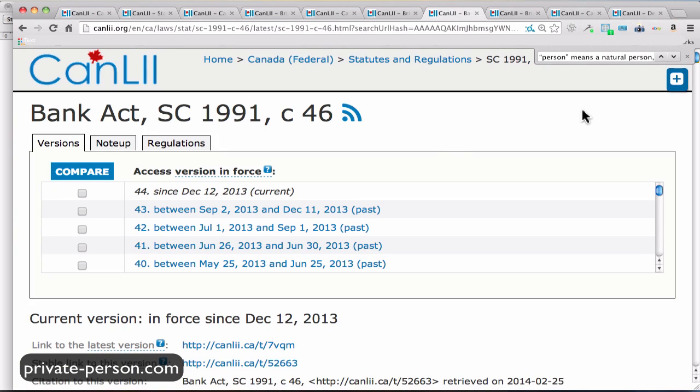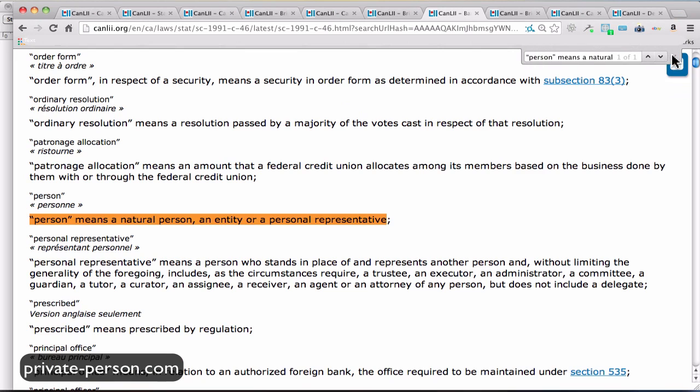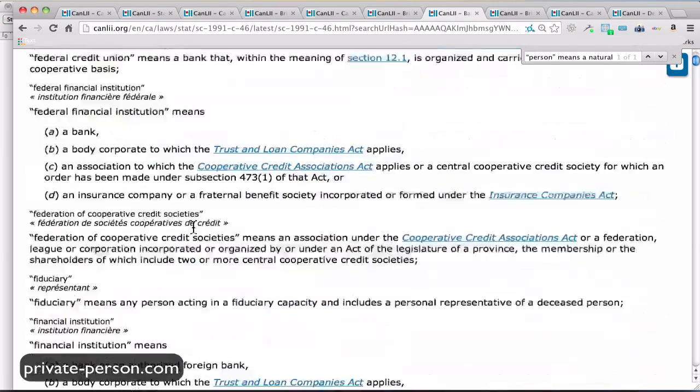And here's that distinction with regards to the Bank Act I mentioned. This is the Bank Act today. Person means a natural person, an entity, or a personal representative. So within the Bank Act, it has included the definition of natural person. Again, because they've done this specifically in the Bank Act and they don't do it in another act, that other act has excluded natural person from the definition of the word person. I mean, this is a key concept.